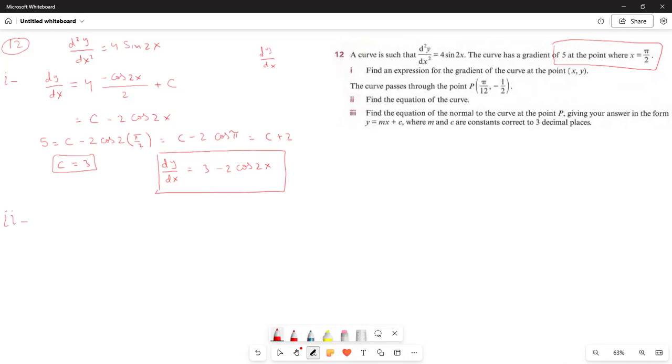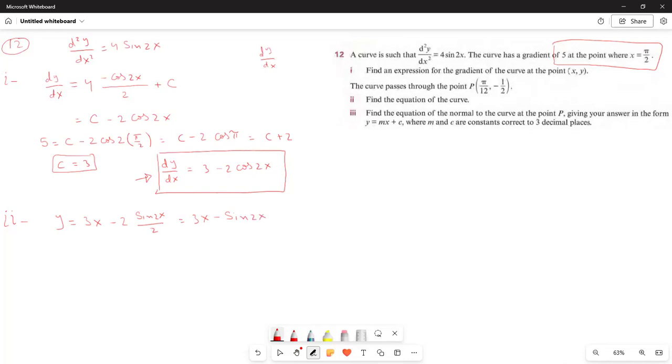Okay, second question. Find the equation of the curve. So equation of the curve means I need to find y equal to whatever, and that I can find by integrating this expression, right? So you can see y is equal to the integral of 3, which is going to be 3x, and minus 2 for the integral of cosine, which is sine 2x over 2. So it will become 3x minus sine 2x.